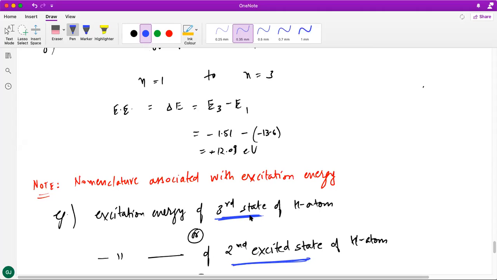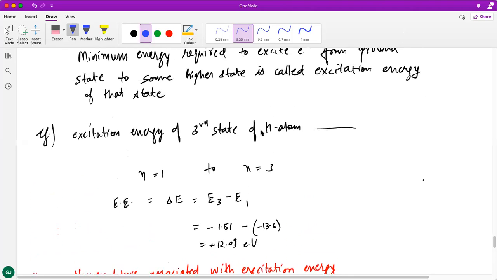Third state means third orbit, second excited state. The word excited should be used. Second excited state would mean the third orbit. Yes, tell me, Tausif. Sir, I have two doubts. First, can you explain the excitation energy again?